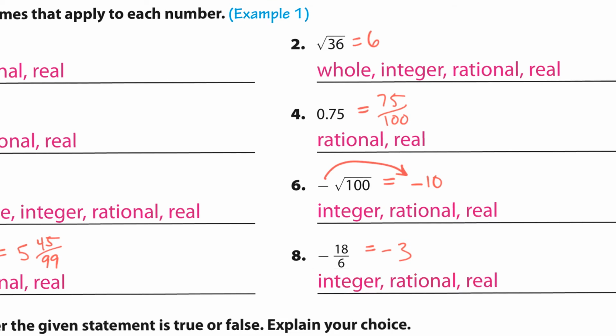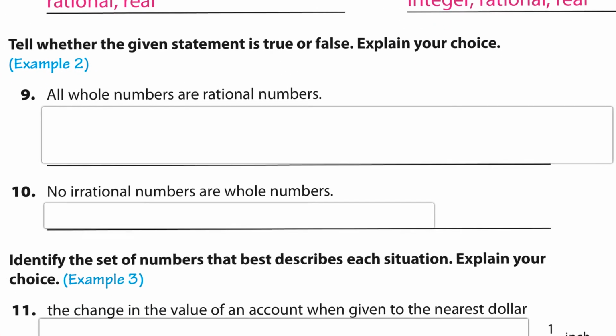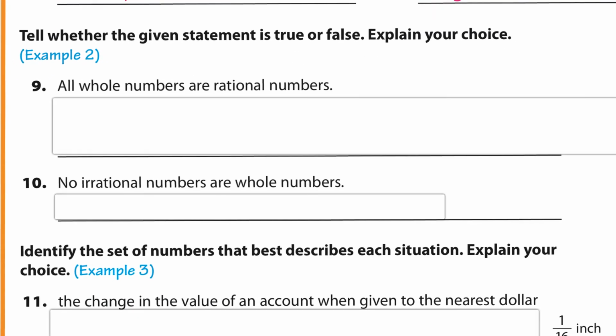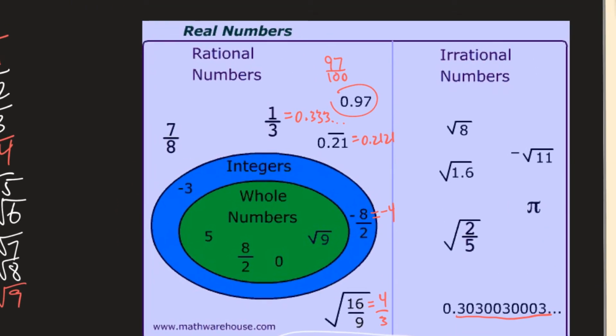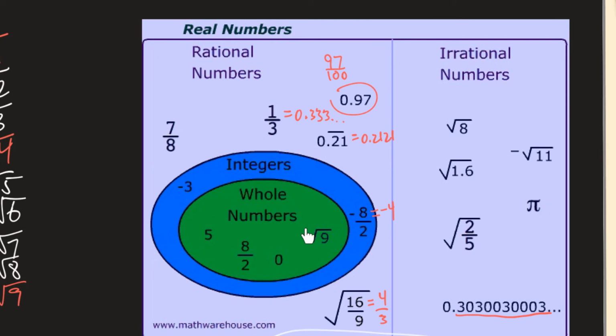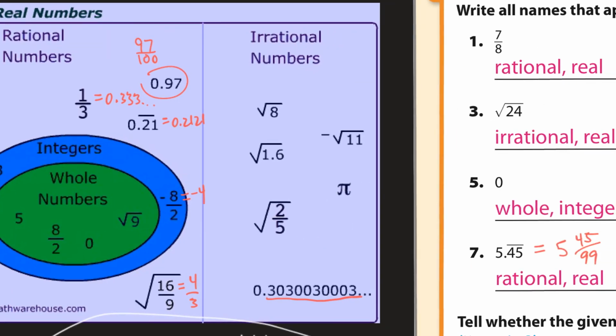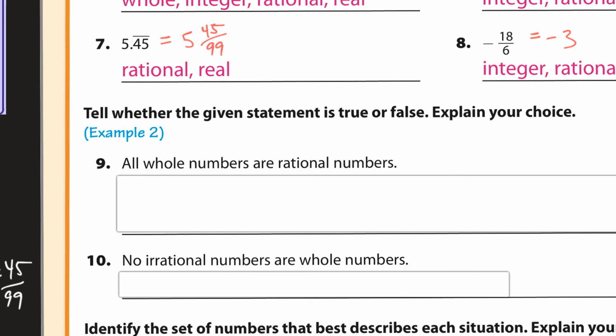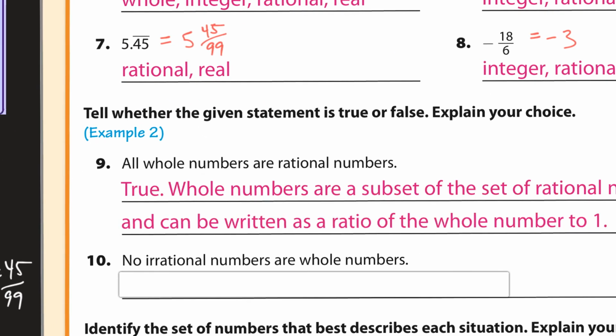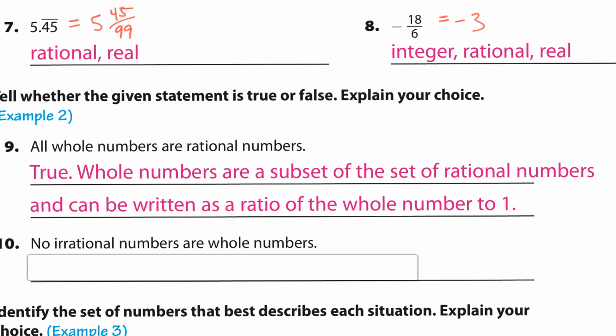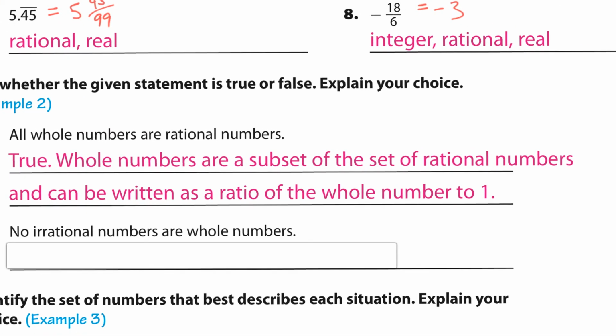Okay, so number 9. Tell whether the given statement is true or false and explain your choice. All whole numbers are rational numbers. Let's look here. The whole numbers here are inside of the rational numbers. So yes, that is true. All whole numbers are rational numbers. When it's inside of it, it's called a subset of the rational numbers. It can be written as a ratio of the whole number to 1.